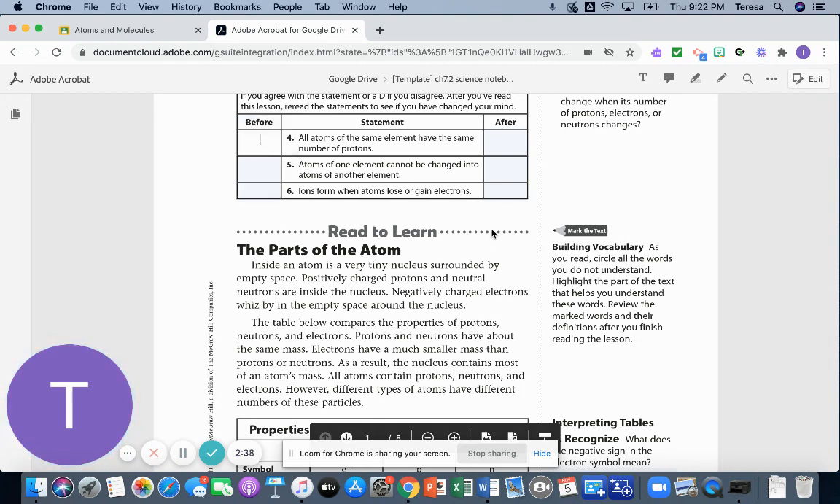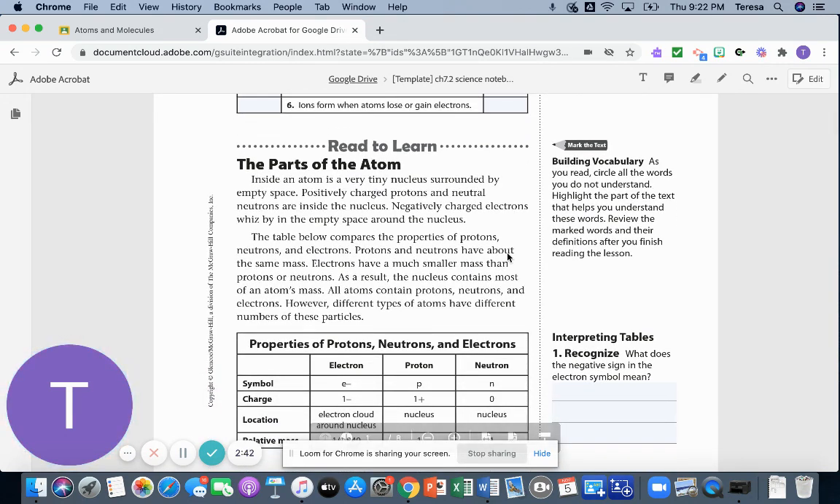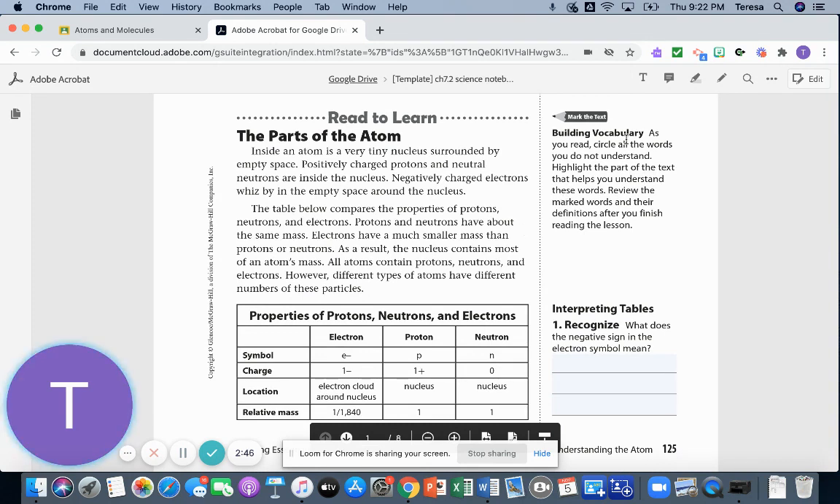We're going to go through and read together each of these sections. As we're reading, there are some things that we're going to try to do. It says building vocabulary: as you read, circle all the words you don't understand. Highlight the part of the text that helps you understand these words. Up here at the top are some tools for you to use. There's a highlight tool and a pencil tool, so that's what you can use for highlighting and for circling.